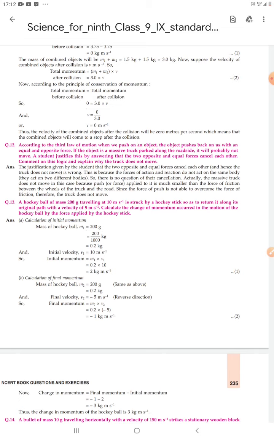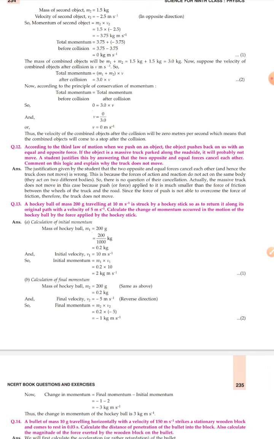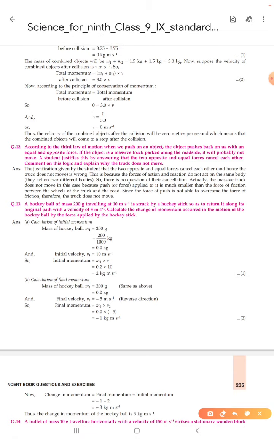So we should know one thing, that this mass is in gram. We can convert it into kilogram very easily. By converting gram into kilogram, we will divide it by 1000. Okay, so 200 gram is equal to 0.2 kilogram. We have velocity which is 10 meter per second in this case, so we can easily find out the initial momentum by multiplying mass into velocity.